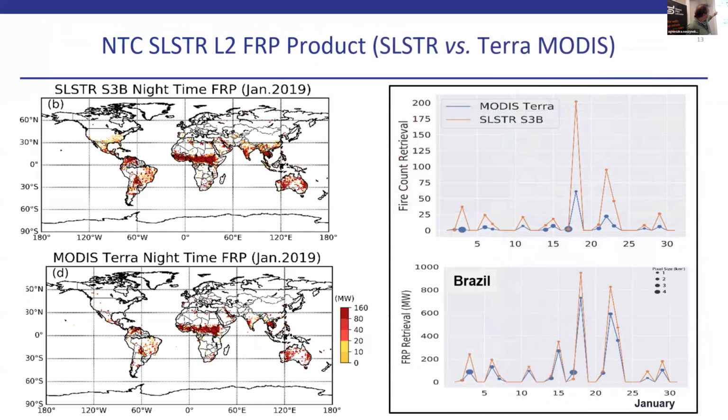This is the SLSTR product for January 2019. This is the MODIS product at the same time. And what you see over here is, this is in Brazil. This is one little tiny example. Here's active fire pixel count, and here's total fire radiative power. Basically, what you see is the orange, which is SLSTR, is always above the blue. So SLSTR is more sensitive to fires at night than MODIS, so it detects more fire pixels.